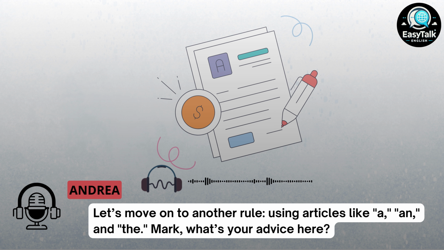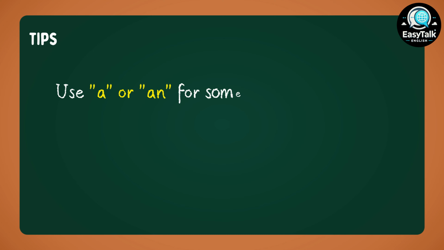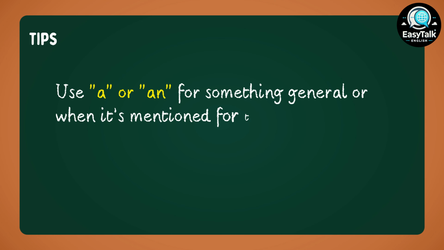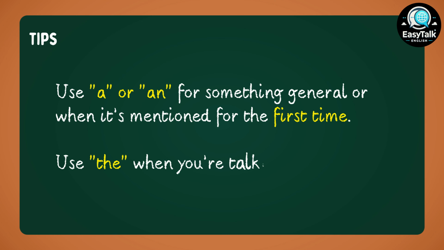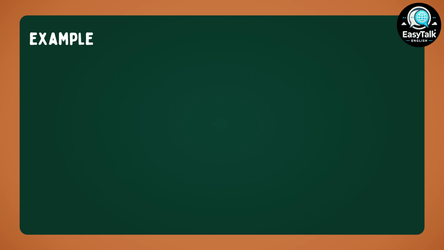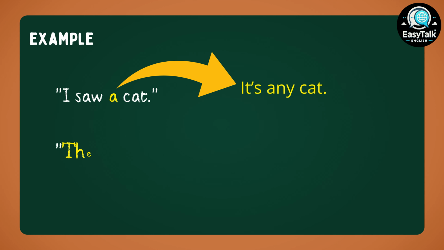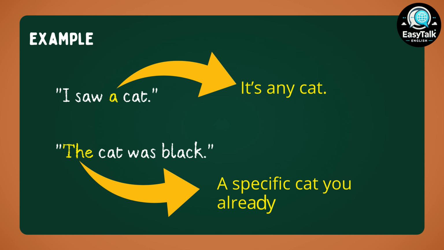Using articles like a, an, and the. Mark, what's your advice here? Articles can be tricky, but here's a simple way to remember them. Use a or an for something general or when it's mentioned for the first time. Use the when you're talking about something specific. For example, I saw a cat. It's any cat. But if you say, the cat was black, you're talking about a specific cat you already mentioned.